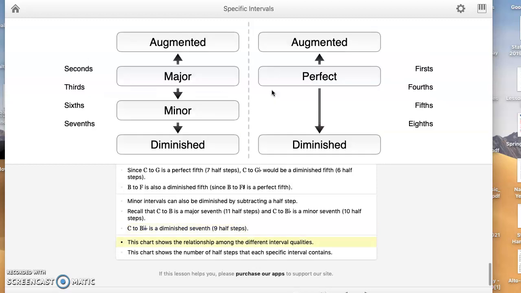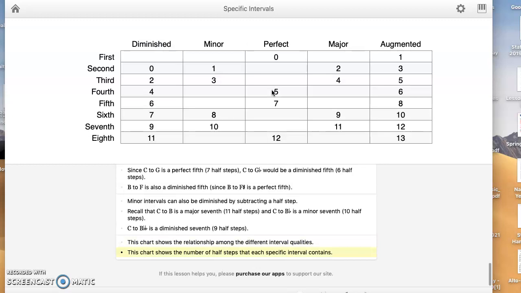This chart shows the relationship among the different interval qualities. And this chart shows the number of half steps that each specific interval contains. This chart right here will be a really good one to use in the worksheet that you are going to do. Okay, we're going to start off with major, perfect, and minor intervals only. So please don't worry about diminished and augmented, but you have a little bit of background.